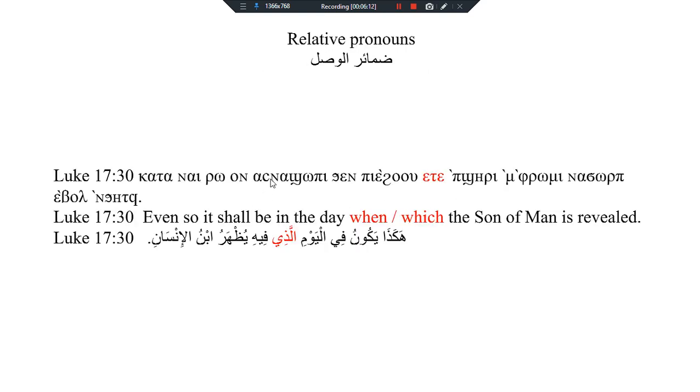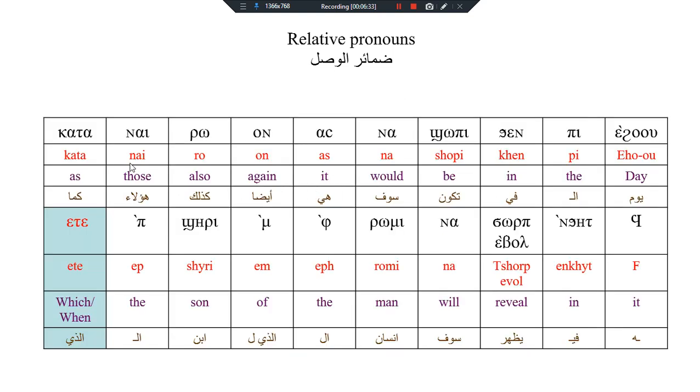So we have here: katanai ro on asna shobi khin bi ho eti ibshiri em fromi na ouonh evolen khitf. Even so it shall be in the day when the Son of Man is revealed, or in the day in which the Son of Man will be revealed. So we have here translated it as when, and the translation of it word by word.